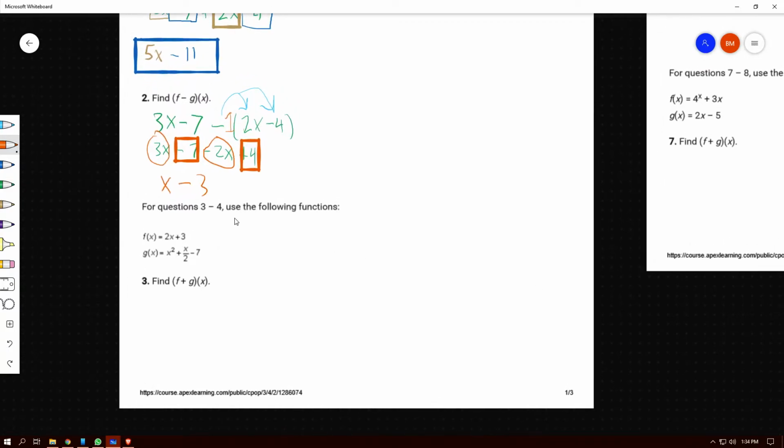Alright, for questions 3 and 4, use the following functions. Now we're adding again. Cool. So I'm going to do the same thing I've been doing. I'm going to take my f function, and it goes first, so I'm going to write it first: 2x plus 3. Then I'm going to put my addition sign and write my g function. We have x squared plus x over 2. Instead of writing x over 2, I'm just going to write 1/2 x. I don't like writing x over 2. It's 1/2 x. X over 2 is the same thing as 1/2 x, and that's how I'm going to write it.